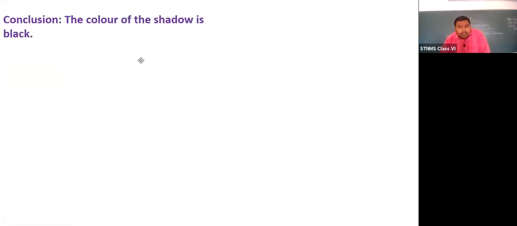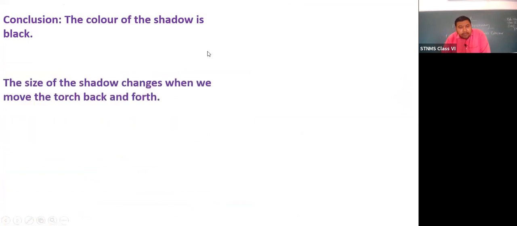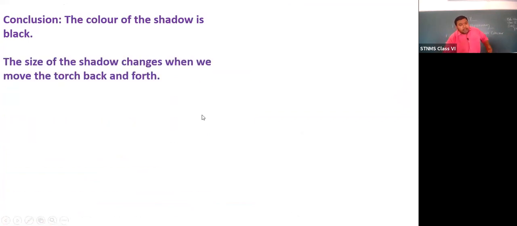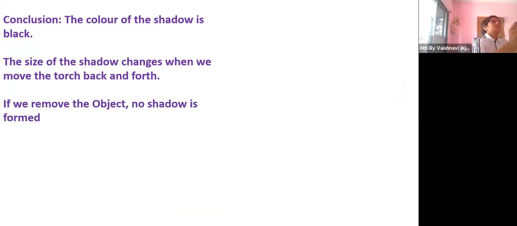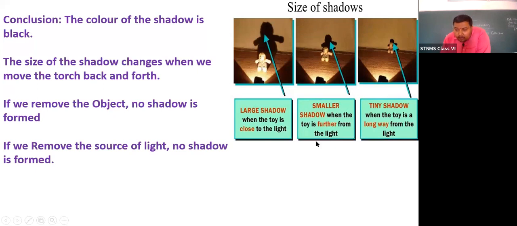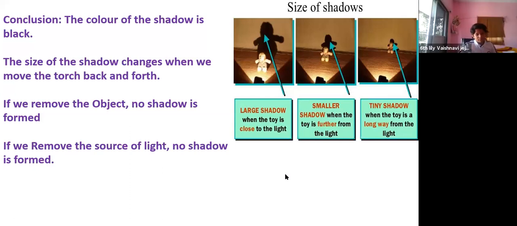Conclusion. The color of shadow is black. Again, the size of shadow changes when we move the torch back and forth. And if we remove the object, shadow will not form. It is smaller when it is further away from the light source, and a very tiny shadow when the toy is far away from the light and closer to the screen. Okay, now you can understand clearly. Yes or no? Yes, sir.